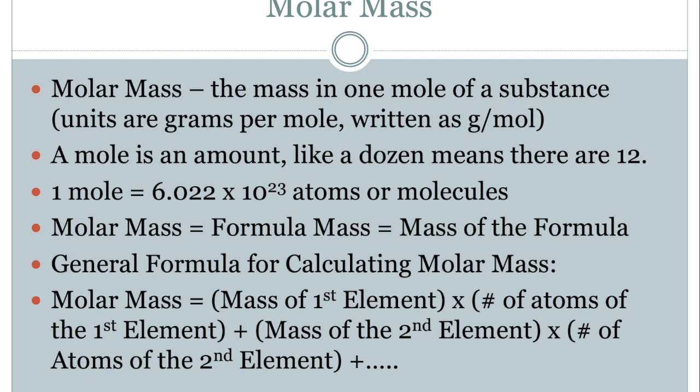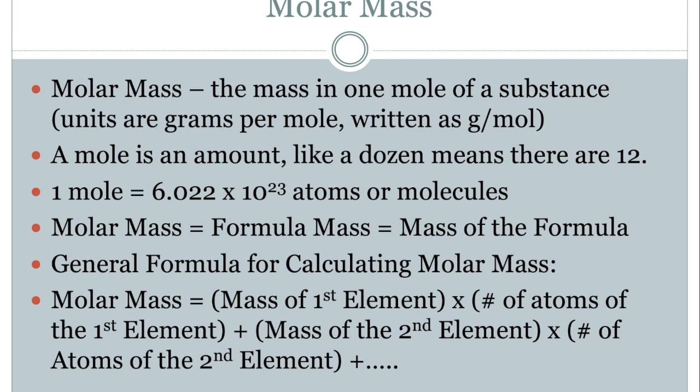So we're going to be talking about molar mass today, which is just the mass in 1 mole of a substance. So if you look at the periodic table, let's say you look up the molar mass of carbon, you'll see that it's written 12 grams per mole. And all that means is that for every 1 mole of carbon, or 6.022 times 10 to the 23 atoms, there is 12 grams.